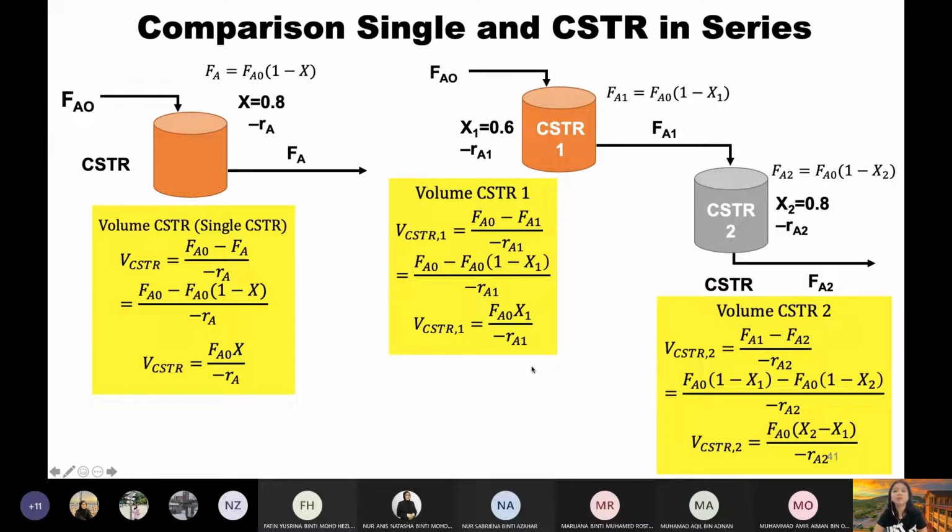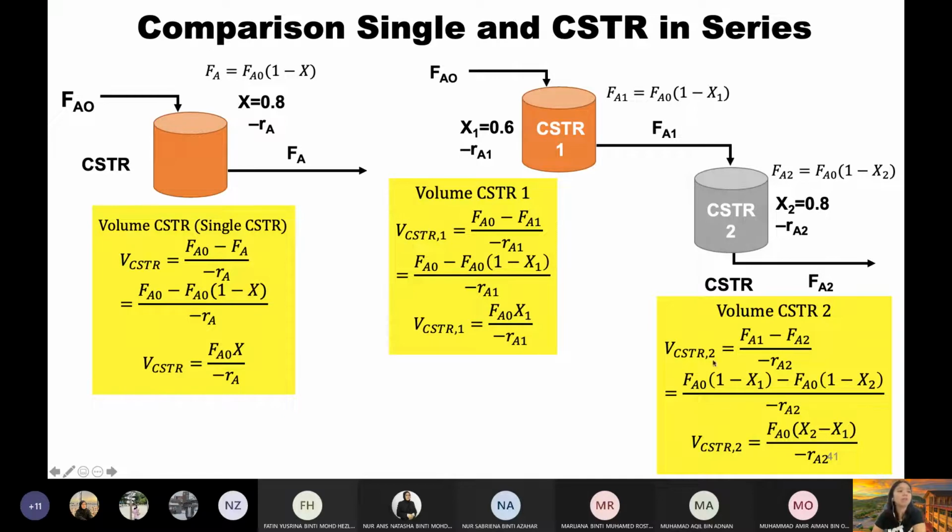Usually for the first reactor, students have no problem calculating because they understand it is almost the same as a single reactor. It becomes confusing for the second and third reactors. Why? Let's look back at the equation to derive the volume of the second reactor. Imagine now I have the second reactor in series and I want to calculate the volume of the second CSTR. So you see I will write it as VCSTR2, the volume of the second reactor, and VCSTR1, the volume of the first reactor.